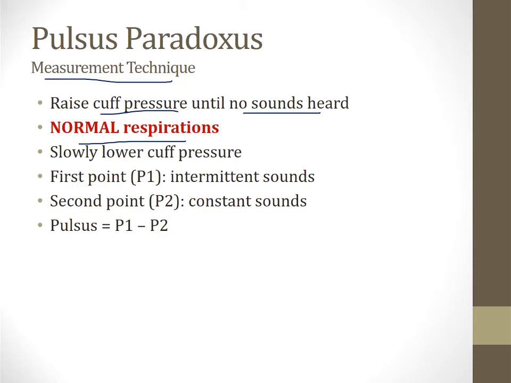Their respiratory pattern should be completely normal. You then slowly lower the cuff pressure. So let's imagine, for example, you pump the blood pressure cuff up to 150 millimeters and you hear no Korotkoff sounds. You then slowly let the pressure come down, and let's say you get to 130 millimeters and you begin to hear intermittent heart sounds.